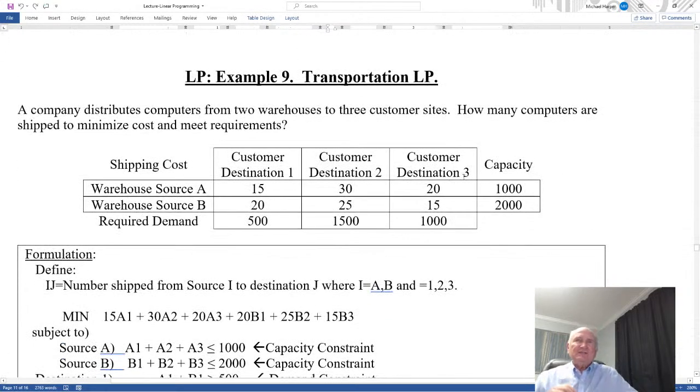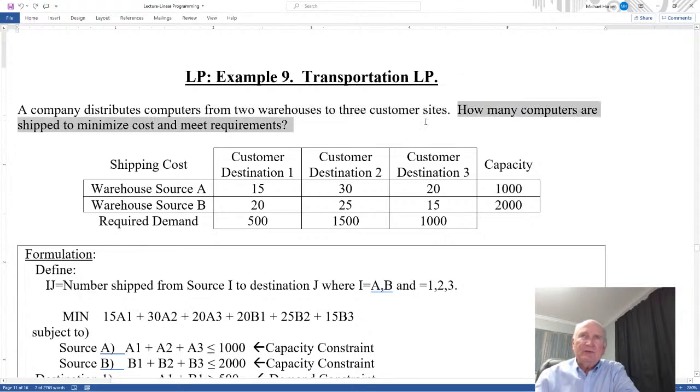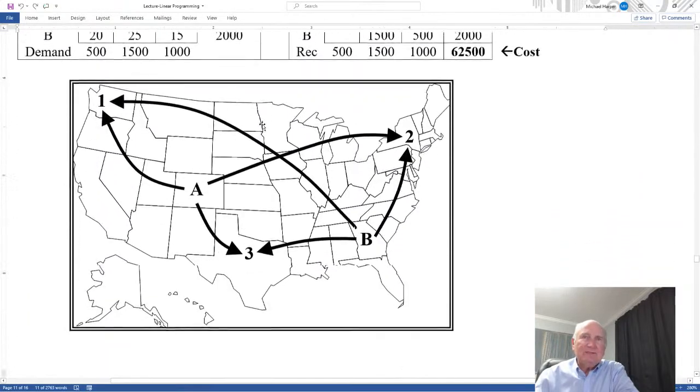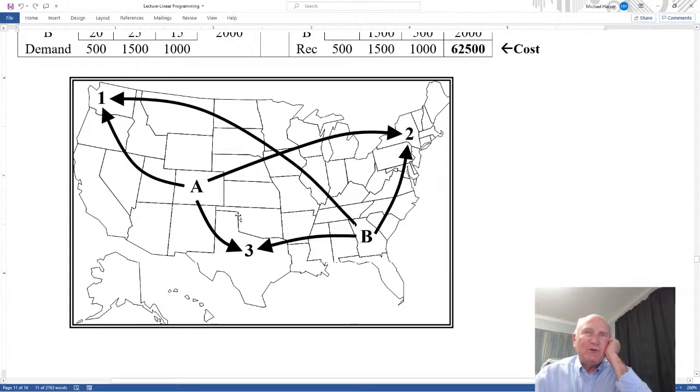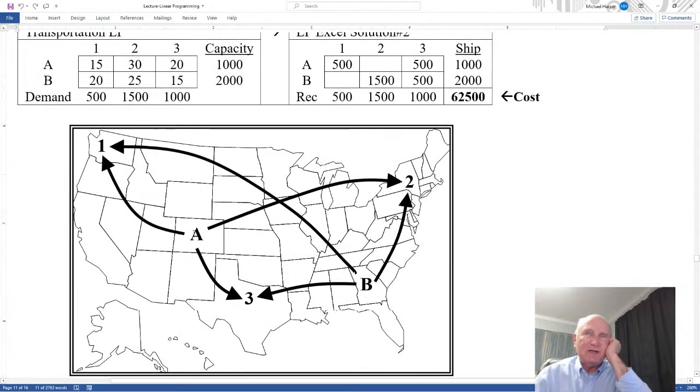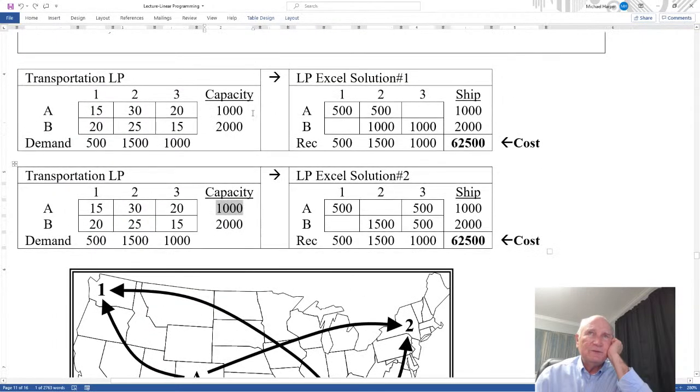The third one, the last one we do tonight, is the transportation LP. A company distributes computers from 2 warehouses to 3 customer sites. How many computers are shipped to minimize cost and meet requirements? Okay, down here's the setup. Suppose we have 2 warehouses, Denver, Colorado, and Atlanta, Georgia. We have 3 customer sites, Seattle, Washington, Albany, New York, and the Dallas-Fort Worth area. Okay, now Denver here, A, has 1,000 computers to be shipped.